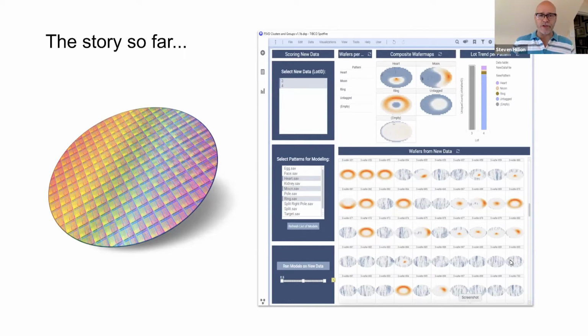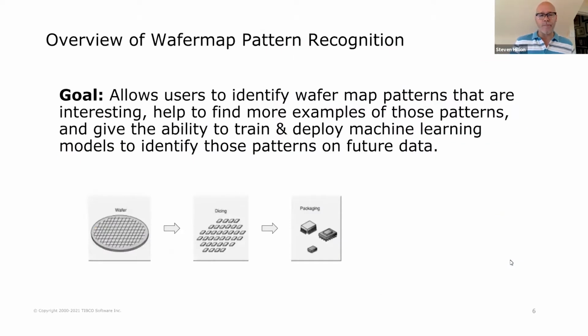Literally, the physical formation of the pattern indicates that there's something in the manufacturing process going wrong, maybe a leak or an area of high temperature. And we want to identify those and figure out what's going on.